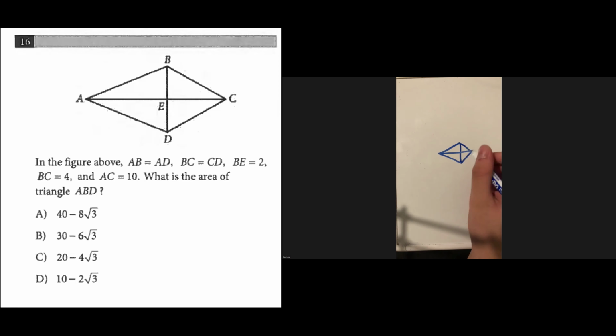Okay, we're given a figure, A, B, C, D, E, and we're told that BE is 2, so this is 2. We're told that BC is 4, and we're told that AC is 10, so this entire length from here to here is 10. And then we're asked to find ABD, which is this triangle here.